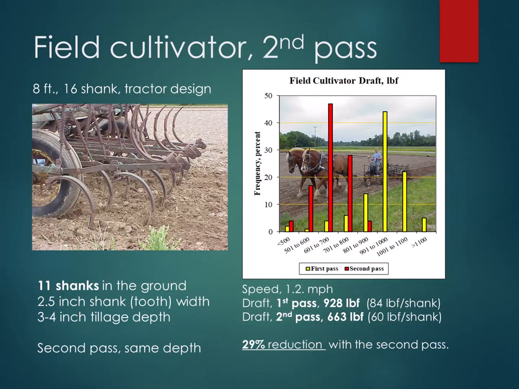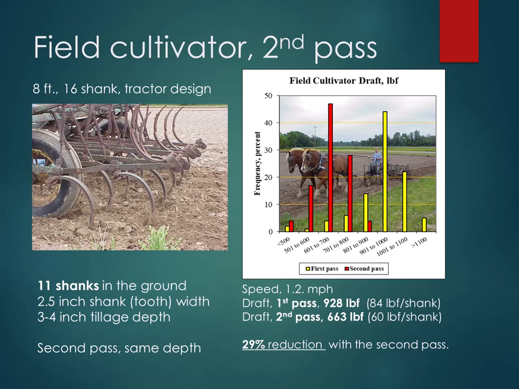2 tillage passes are common with a conventionally prepared seedbed. This 16-shank field cultivator was initially a tractor implement, but was modified for animal power. Only 11 of the shanks were used to prepare a spring seedbed in ground plowed the previous fall. The graph shows the pulling force in 100-pound increments on the horizontal axis and the frequency of pulls on the vertical axis. The first pass at the 3 to 4 inch depth is in yellow. You can see that 45% of the pulling force was in the 900 to 1000 pound force range, and about 25% was greater than 1000 pounds.